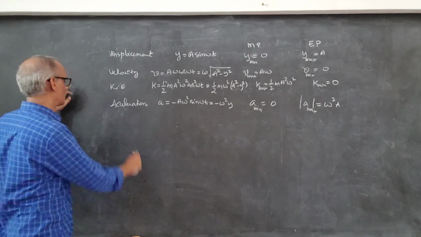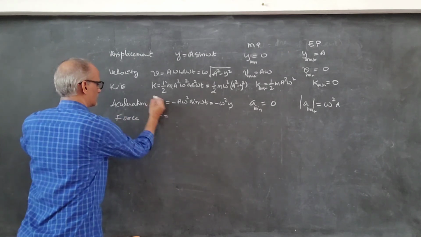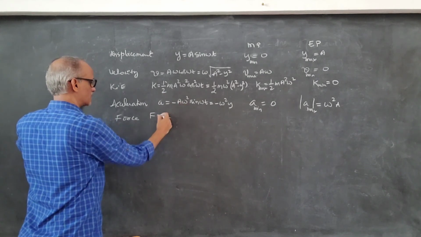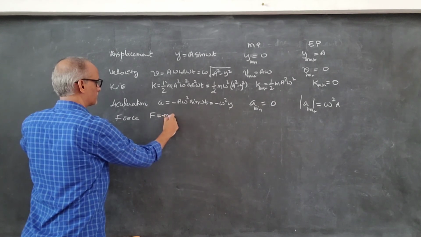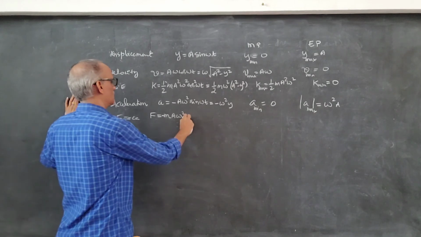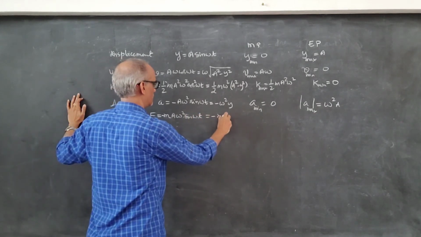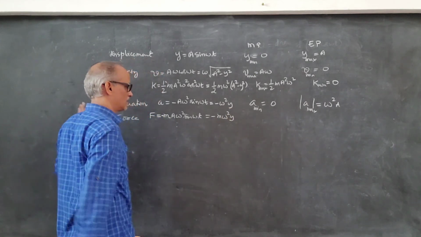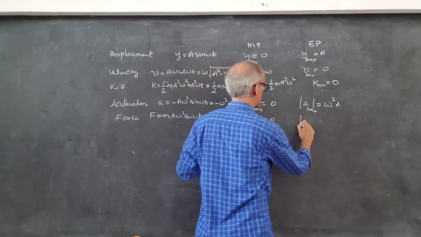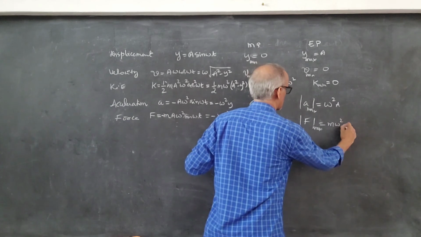And once you know the acceleration, we can always write the force, because force is nothing but mass into acceleration. So force is equal to mass into acceleration, which is minus m a omega square sin omega t. That's equal to minus m omega square y. When acceleration is minimum, force is also minimum. When acceleration is maximum, force is also maximum, which is m omega square a.